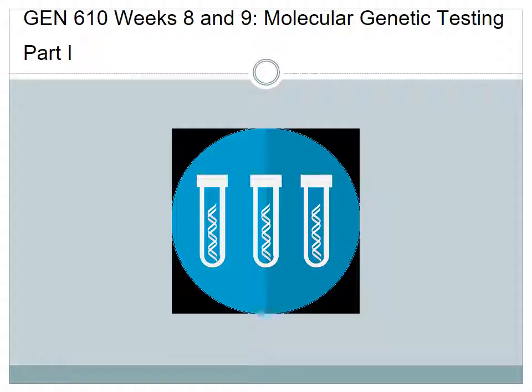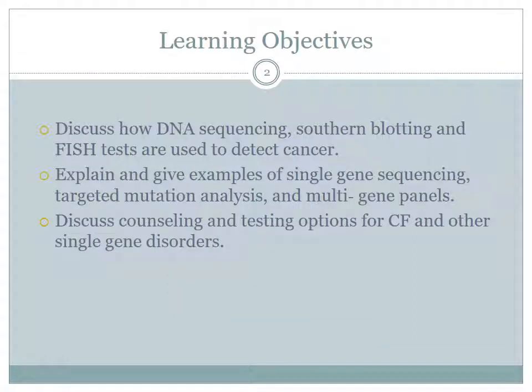For weeks 8 and 9, we will be looking at molecular genetic testing, and this is part 1. The learning objectives for this week are to discuss how DNA sequencing, Southern blotting, and FISH tests are used to detect cancer, to explain and give examples of single-gene sequencing, targeted mutation analysis, and multi-gene panels, to discuss counseling and testing options for cystic fibrosis and other single-gene disorders.